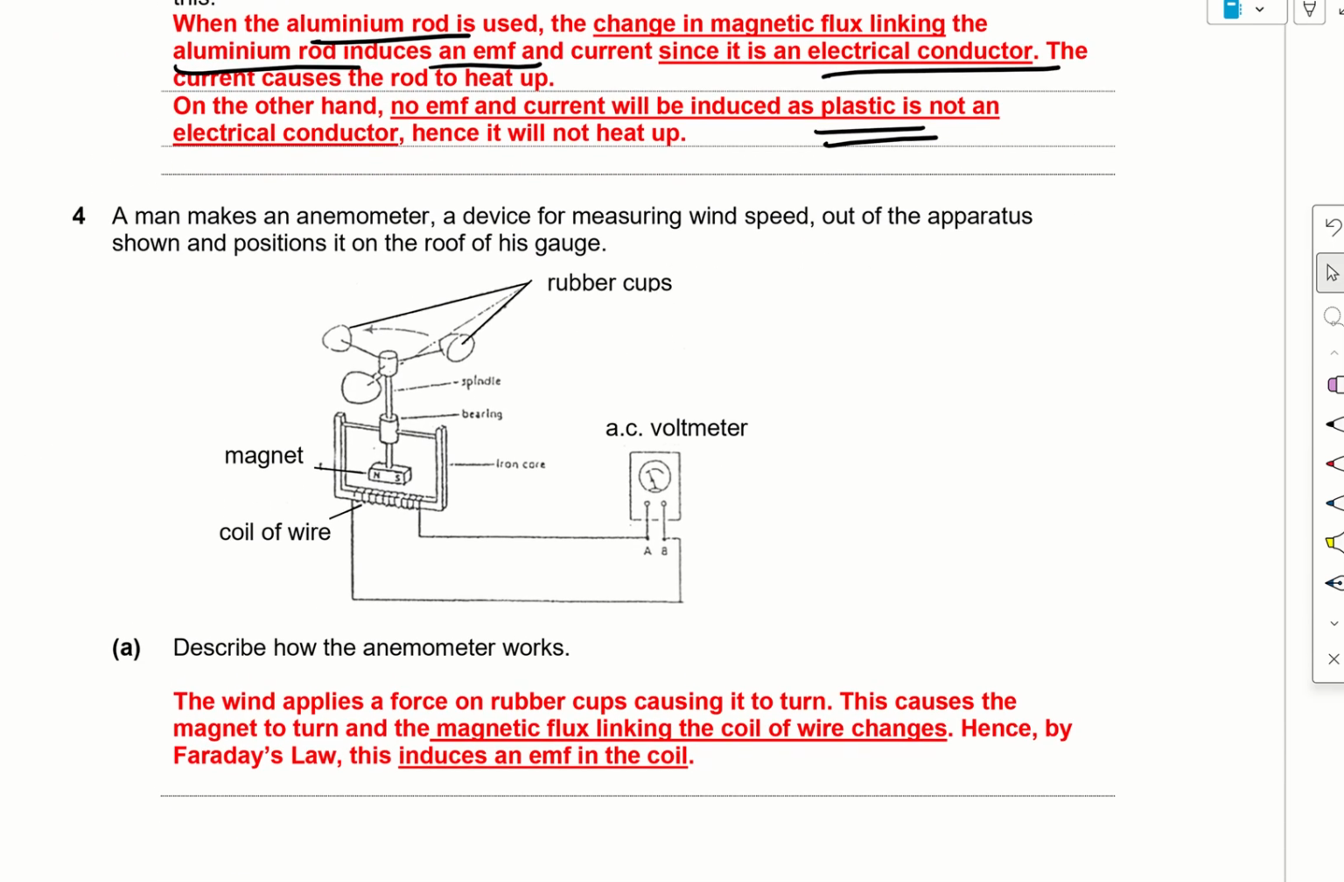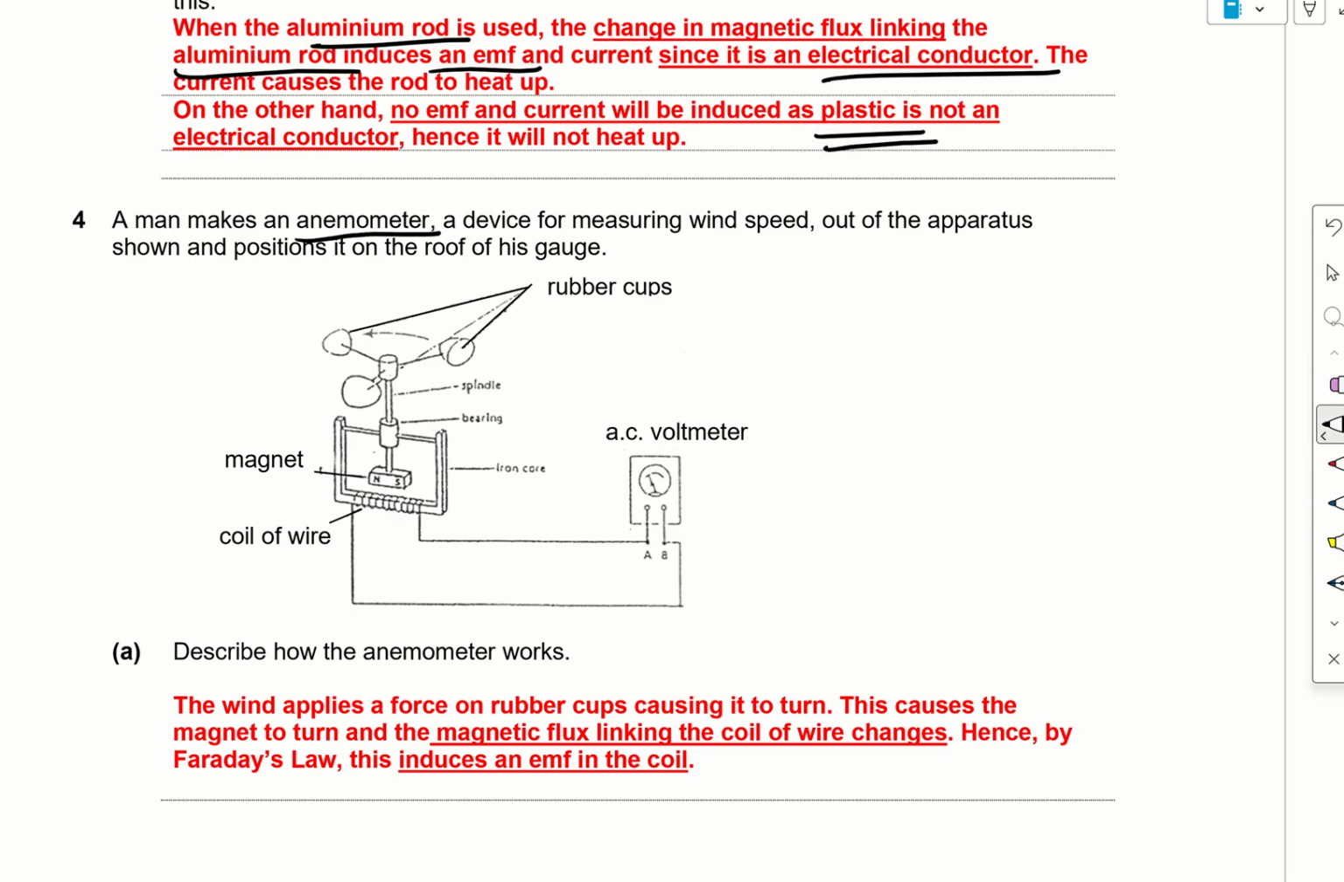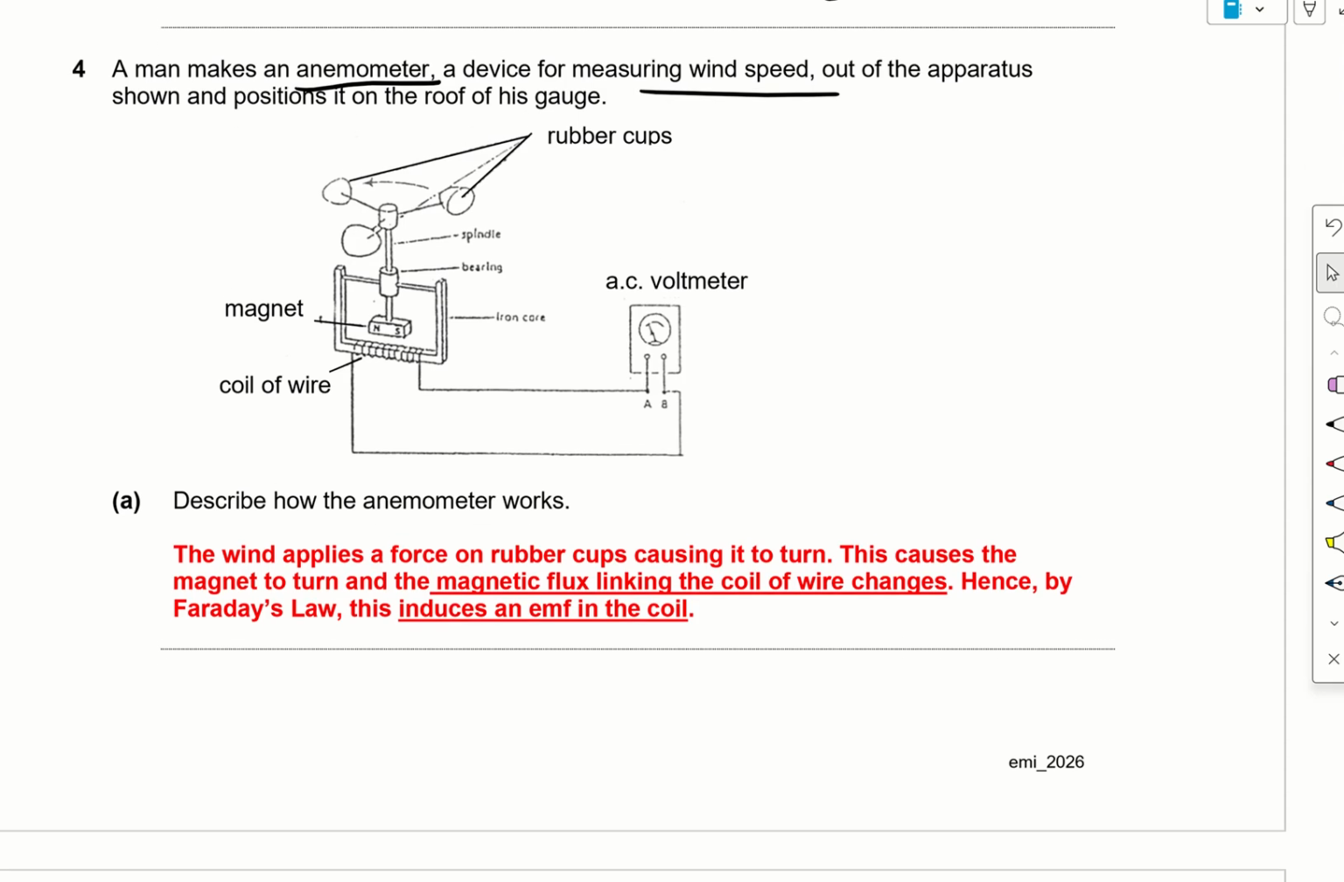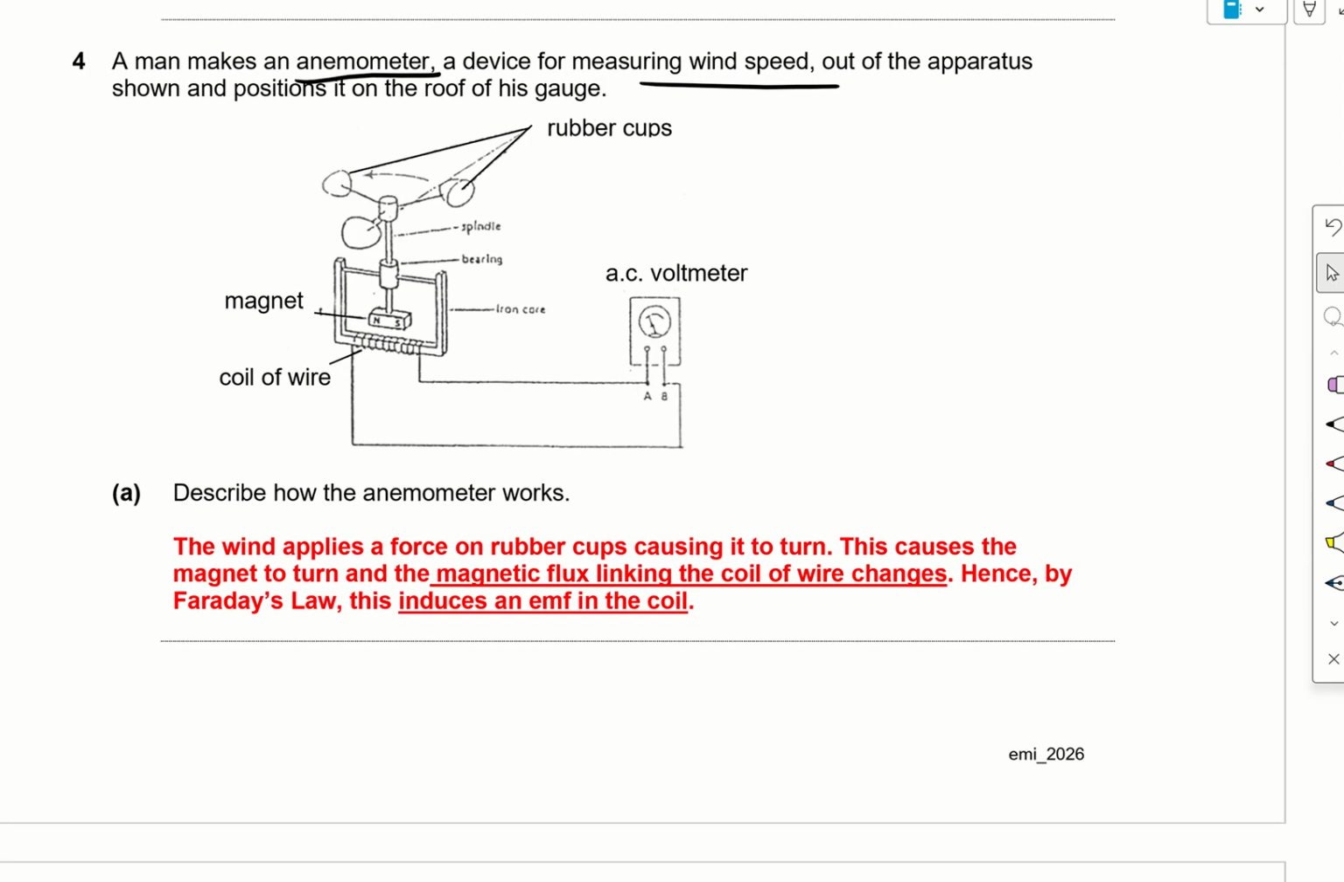Question 4. What's an anemometer? It's a device for measuring wind speed. Describe how the anemometer works. Imagine there's a wind blowing. It will turn all these rubber cups, and the axis of the cups is linked to this magnet. So this magnet will turn as well.